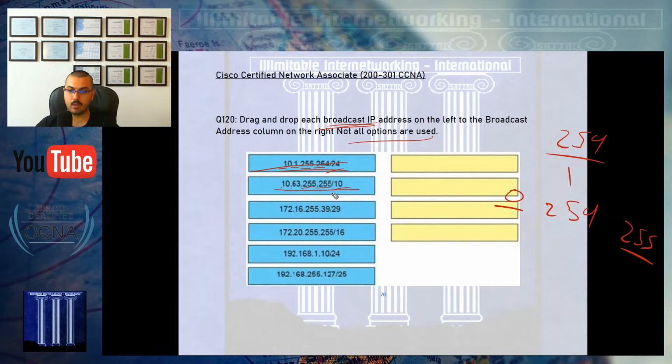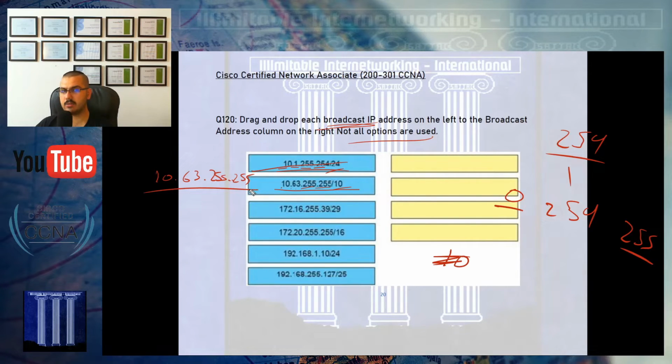Okay, /10 means that the increment value will be... I can only imagine, you will use a lot of papers. Okay, let's do this together right now. So just in case you face it in the exam, you'll know what's happening and you will not waste a lot of time. So this will be 10.63.255.255. This is an IP address from somewhere, but let's wait.